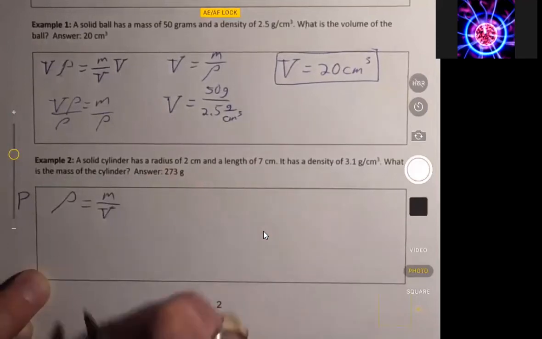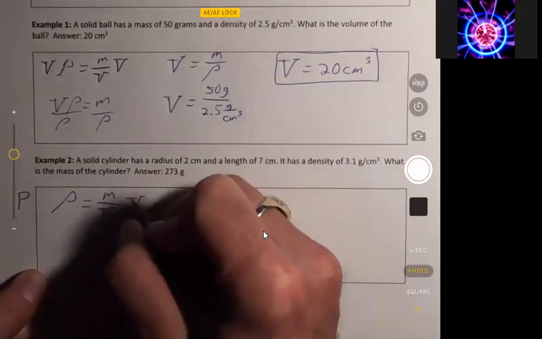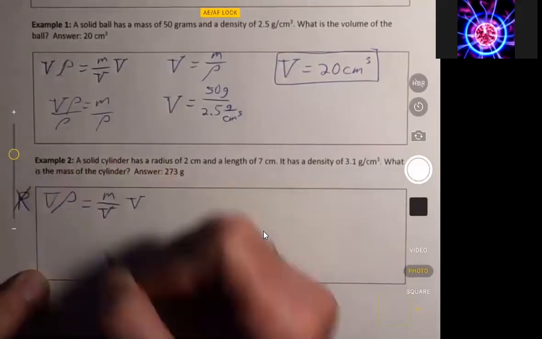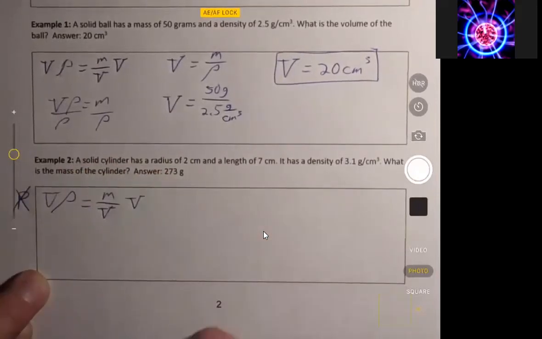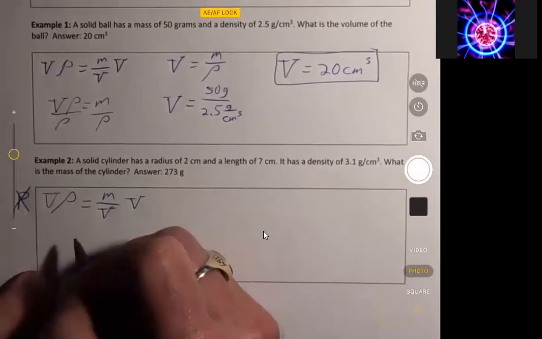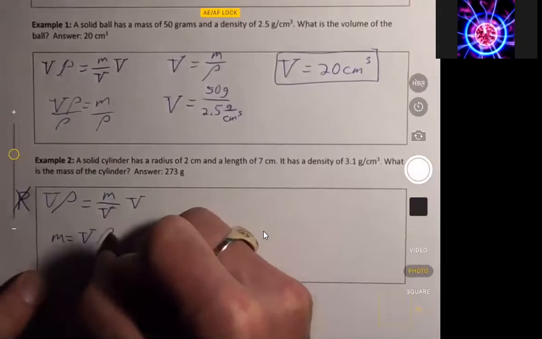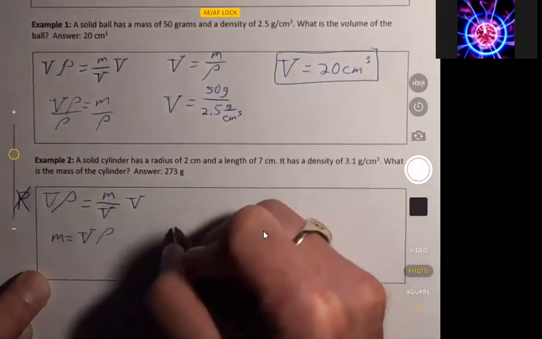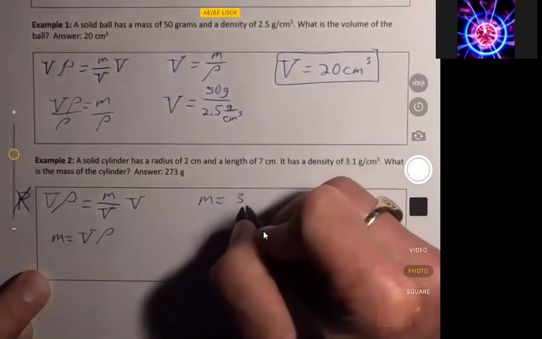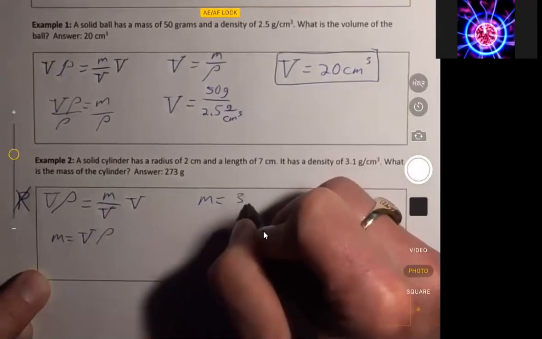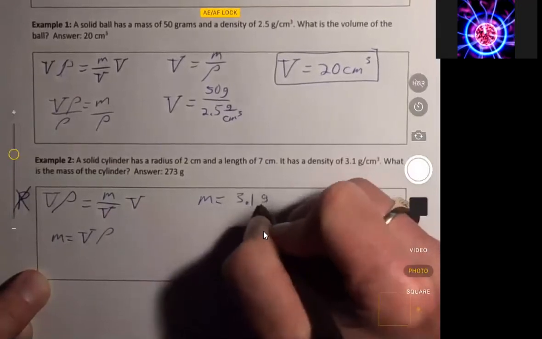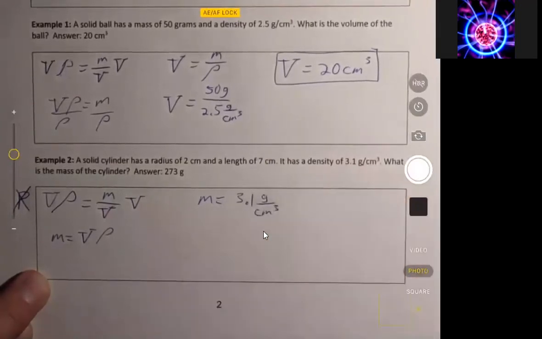All right, so we multiply both sides by volume. And here, let's get rid of that P. P is for pressure, or lowercase p for momentum. In any case, mass equals volume times density. So mass equals 3.1 grams per cubic centimeter. That's the density.